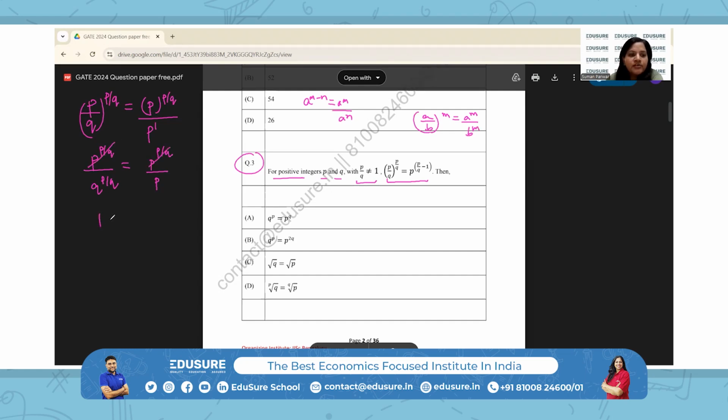So we will have p equals q^(p/q). So we raise both sides to the power q and we will get this. And now these two will cancel. So we'll have p^q equals q^p. Option number A is the correct answer.